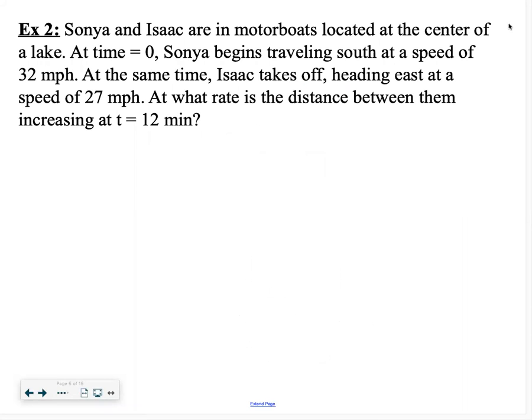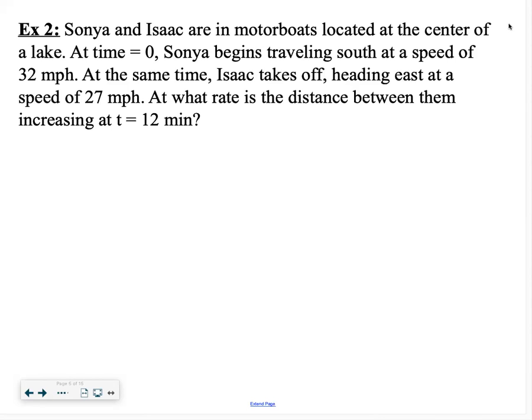Okay, similar type of problem, but there is definitely something different you're going to have to do on this that we haven't done before. Sonia and Isaac are in motorboats located at the center of a lake at time t equals 0. So now we're introducing time. Sonia begins traveling south at a speed of 32 miles per hour. That's a rate of change. Miles per hour, you're changing. At the same time, Isaac takes off heading east at a speed of 27 miles per hour. That's another rate of change. And then it says, what's the rate of the distance between them increasing at t equals 12 minutes?